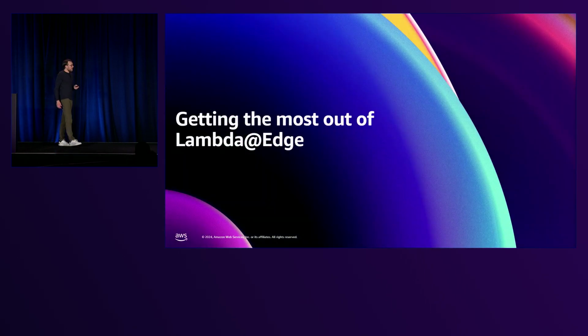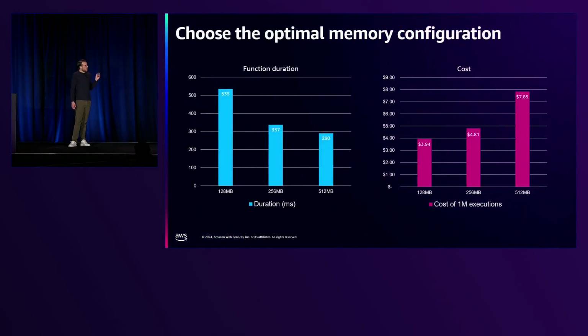Let's talk a little bit about Lambda@Edge. Whenever you're writing a Lambda@Edge function, the first thing I always tell people to do is try it with different memory settings. Most of the time, the lowest memory setting, which is 128 megabytes, is totally fine for your use case. But sometimes paying a little bit extra gets you way better performance out of the function.